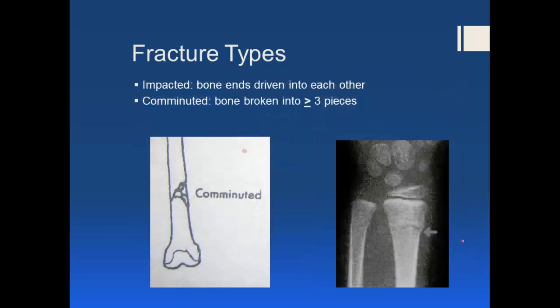There's another type. It's called a comminuted fracture. There's comminuted and there's impacted, sorry. Comminuted is where the bone is broken into more than 3 pieces. And an impacted fracture is where the bone ends are driven into each other. It's almost like a compression type fracture.